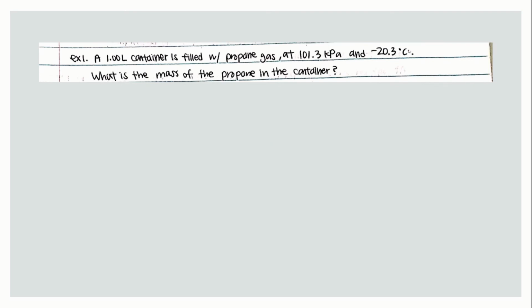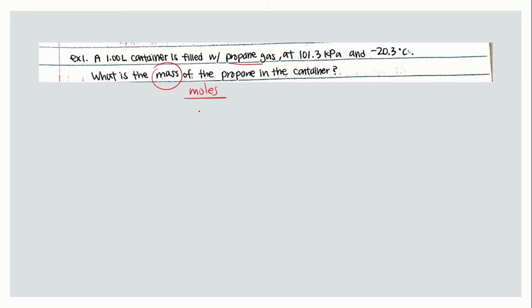We have a practice here. It asks: a 1.00 liter container is filled with propane gas at 101.3 kilopascal and negative 20.3 degrees Celsius. What is the mass of the propane in the container? So it is asking for the mass. So you'll have to find the moles first and then convert it into the mass.